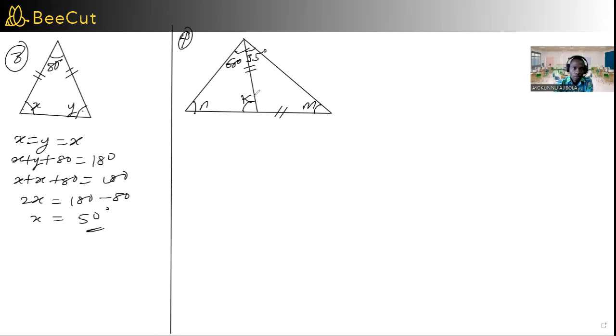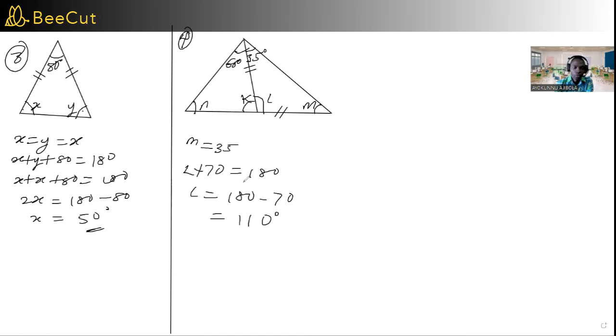So I need to know this place, I'll call it L. So I have M equal to 35, because they are base angles of an isosceles triangle. Since two sides are equal, then the base angles must be equal. So M plus 35 is 70. Then L plus 70 is 180, so L equals 180 minus 70, and that is 110 degrees.